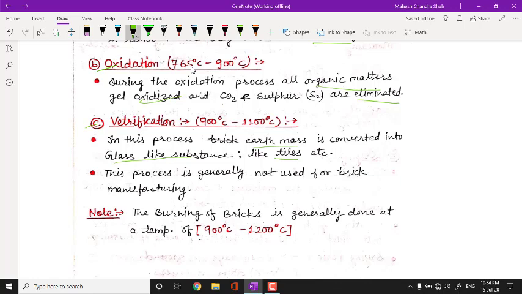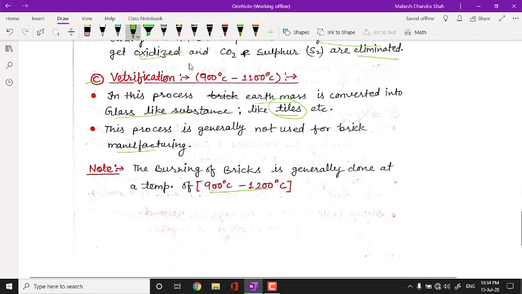This process is generally not used for brick manufacturing. This is only for tiles. So we'll learn about tiles in the future lectures. Also, the burning of bricks is generally done at a temperature of 900 to 1200 degrees Celsius. If we raise the temperature more than this, the bricks will be overburnt.